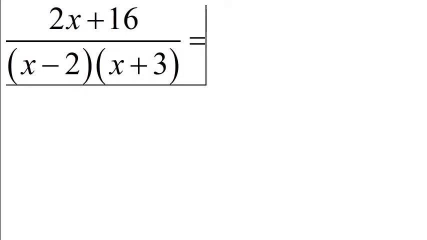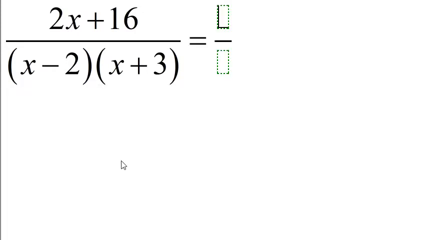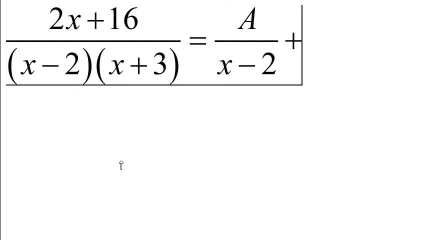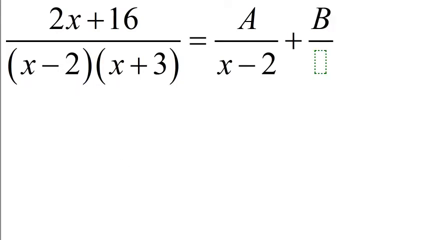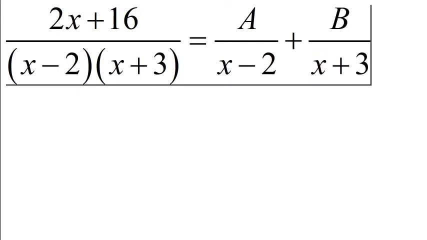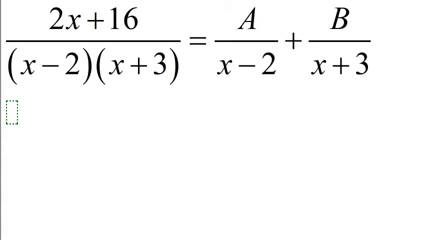Now, we start writing it. It's going to split into two fractions, right? It's equal to, what do I write up here? Some number over x minus 2 plus some number over x plus 3. Okay. All right, so we do that. You do the swip swap thing. Then we do the swip swap thing.